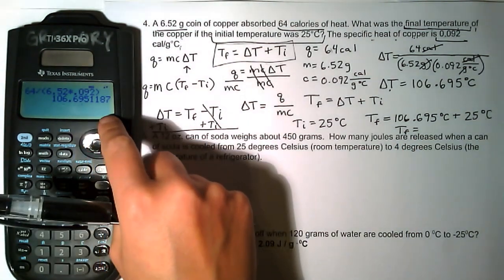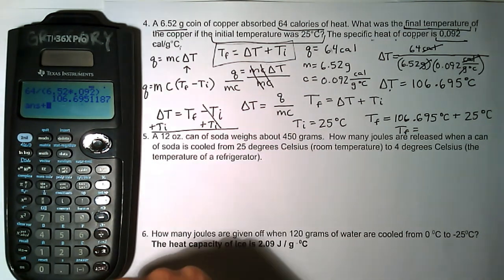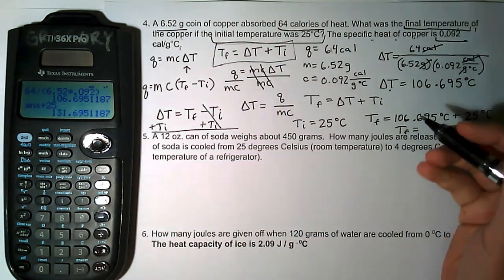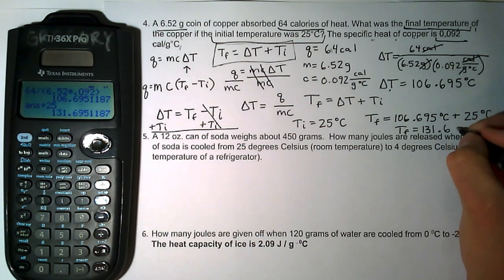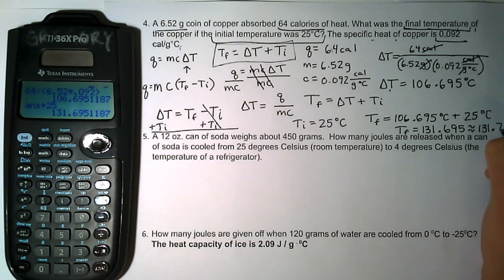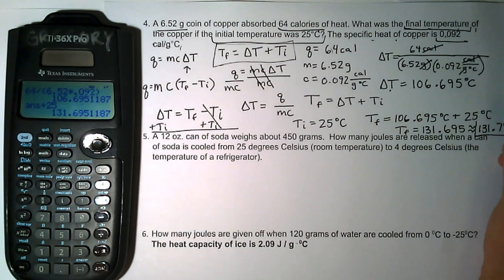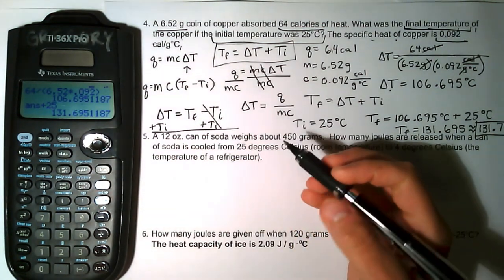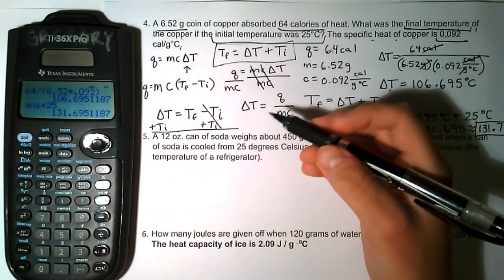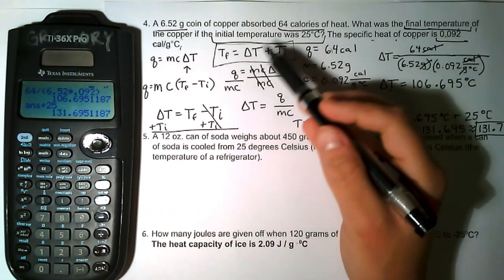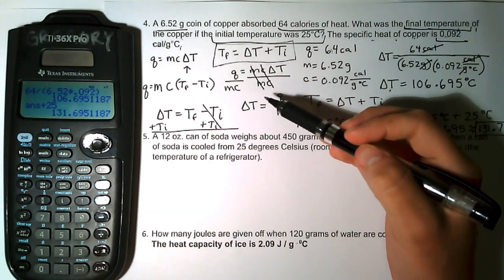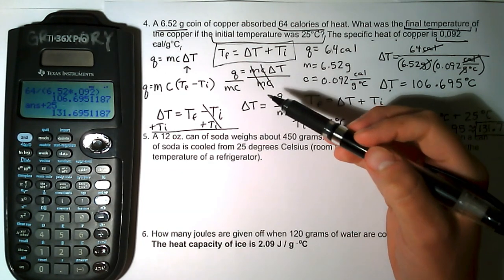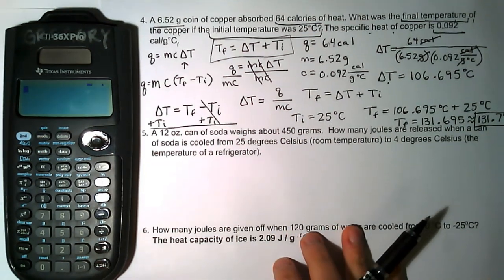So 106.695 plus 25. And that gives us 131.695, which I'm going to round to 131.7 degrees Celsius. So that was a bit of a longer problem. It's really not a more difficult problem in terms of the concept, but it is a little more difficult in terms of the algebra required to complete the problem. Let's look at our next problem.